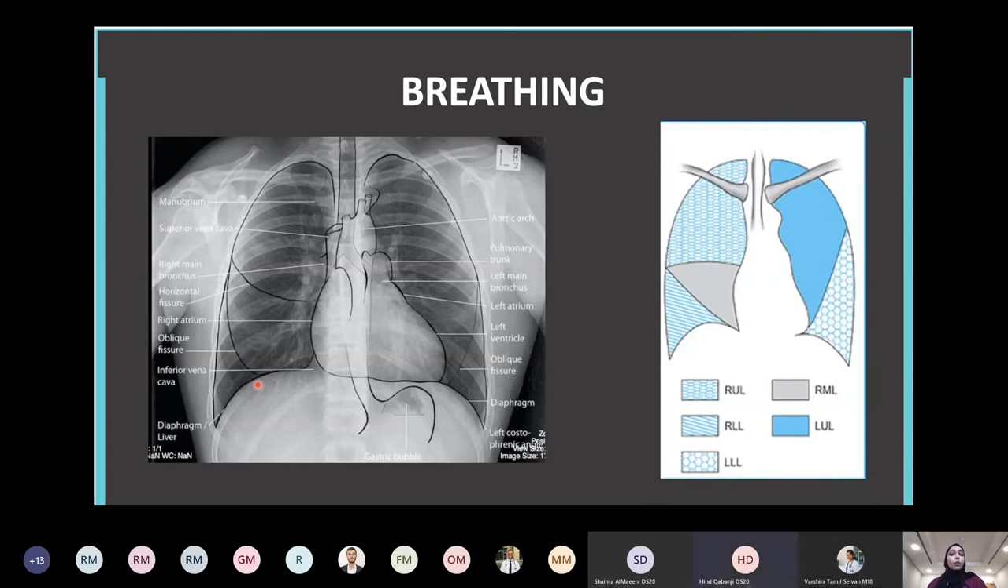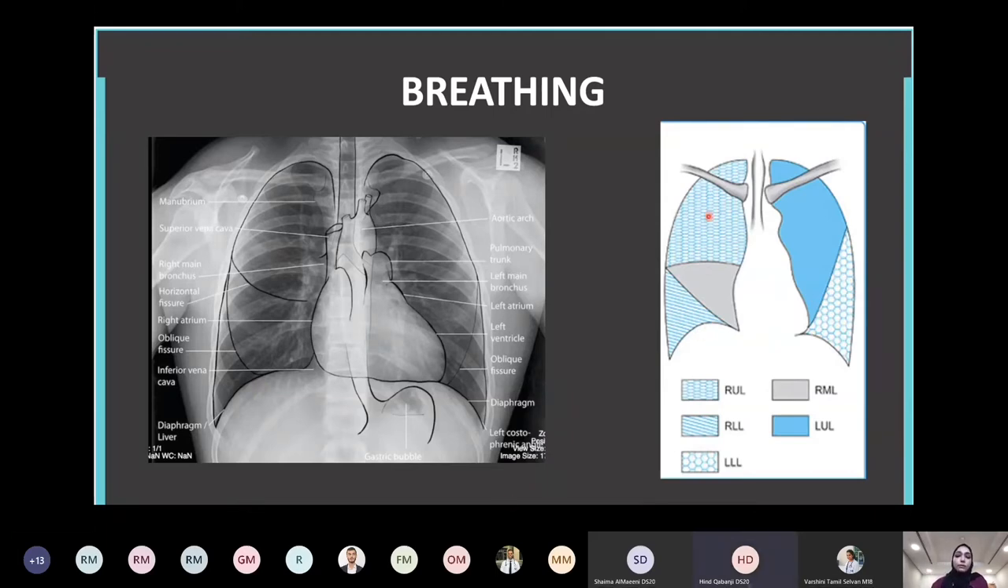Also, you need to identify where this is happening. Is this on the right? Is this on the left? You also need to talk about hyperinflation. Usually hyperinflation is caused by or seen in asthma or asthmatic patients. The diaphragms are pushed to the bottom. We'll talk more about this when it comes to the diaphragm.